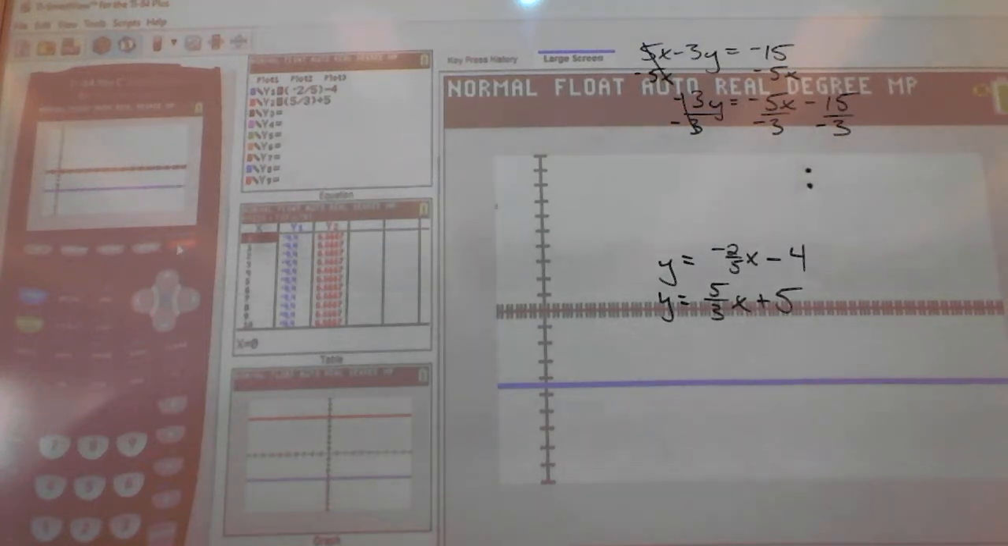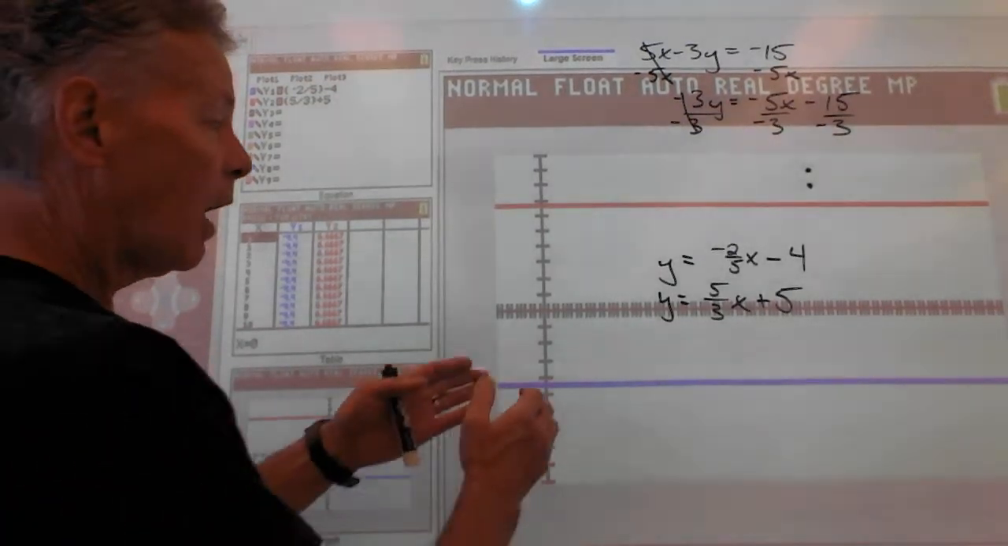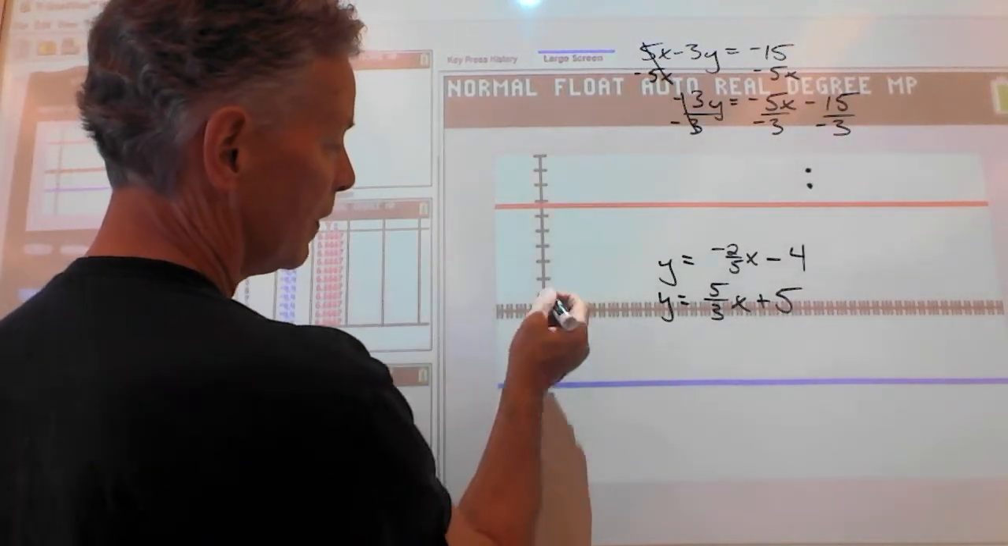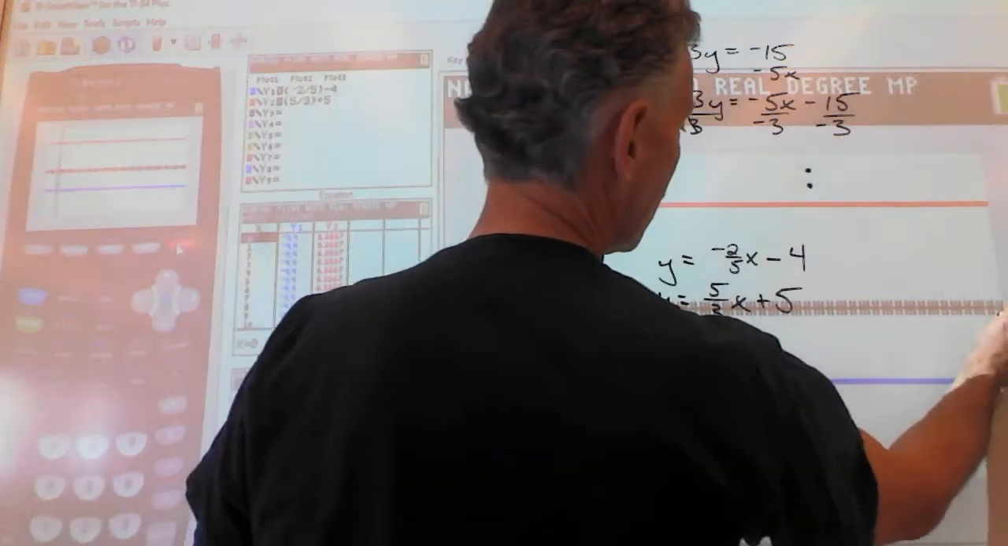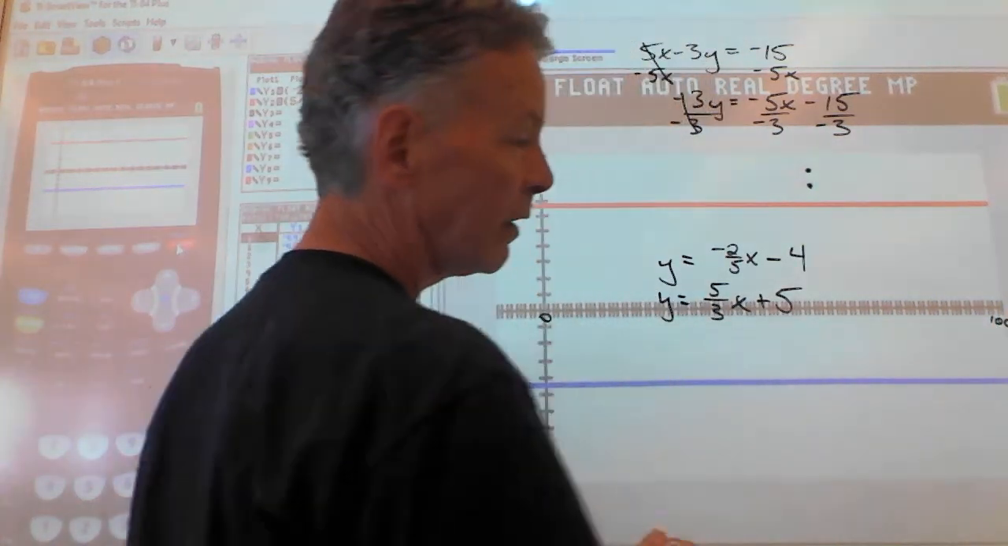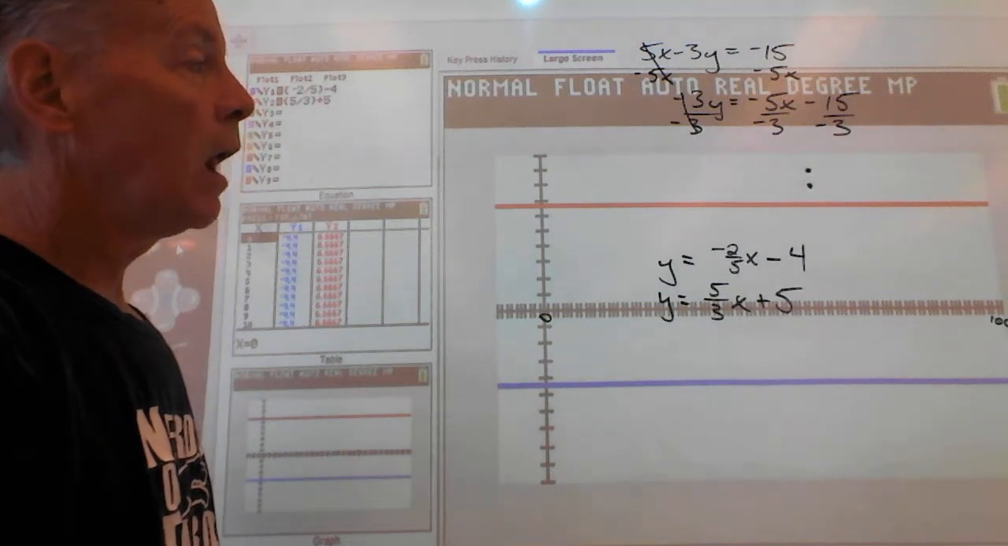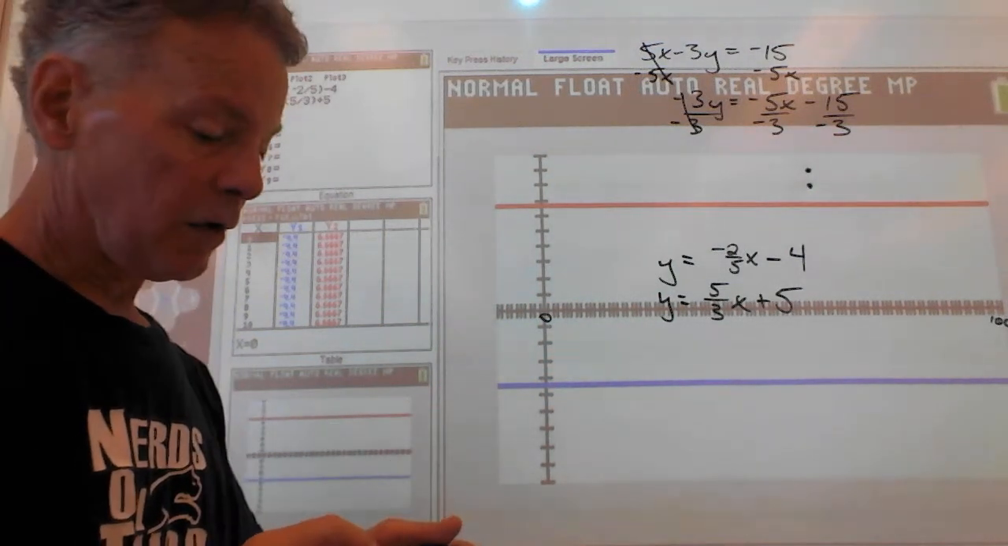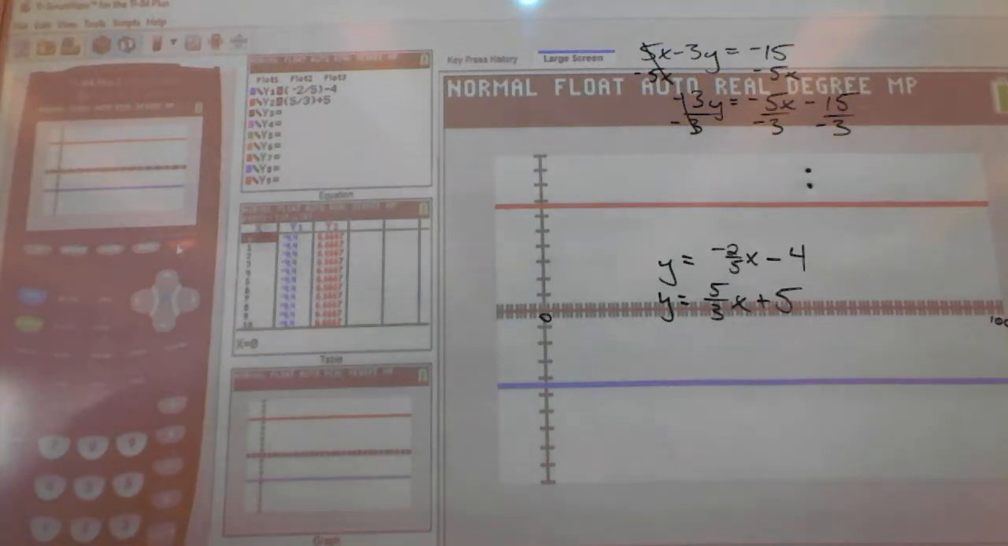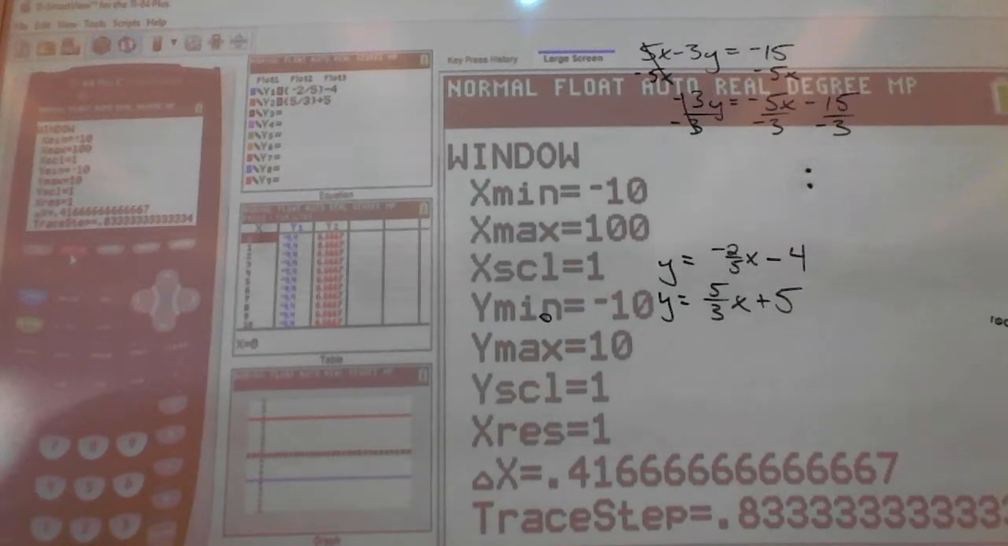Okay, there's our first equation, there's our second equation. Now, remember this is x equals 0, this is x equals 100, not 10 anymore. We still haven't gone far enough. So what we're going to have to do is go back to our window, and this is just a guess and test thing, okay? We're going to set our x max now for 1,000 and see if that helps.